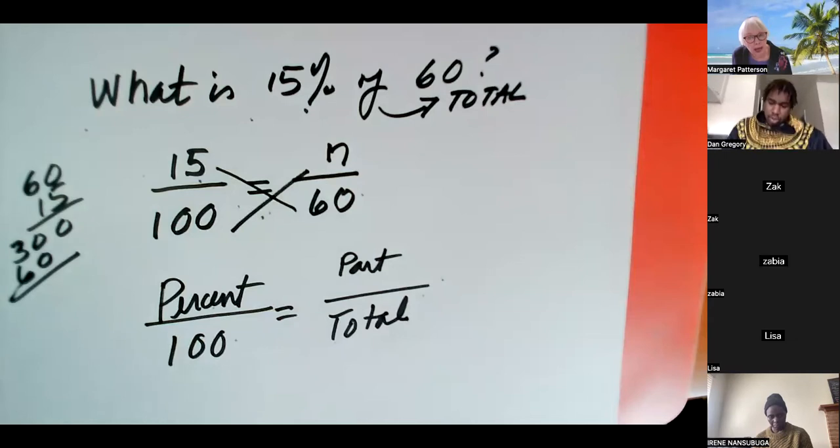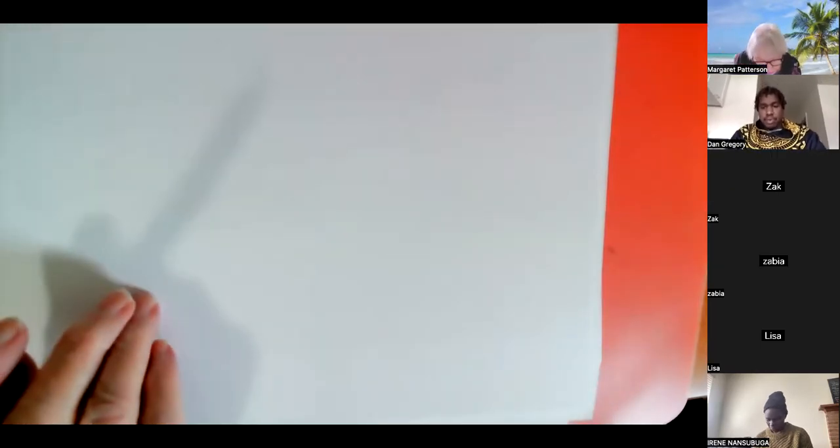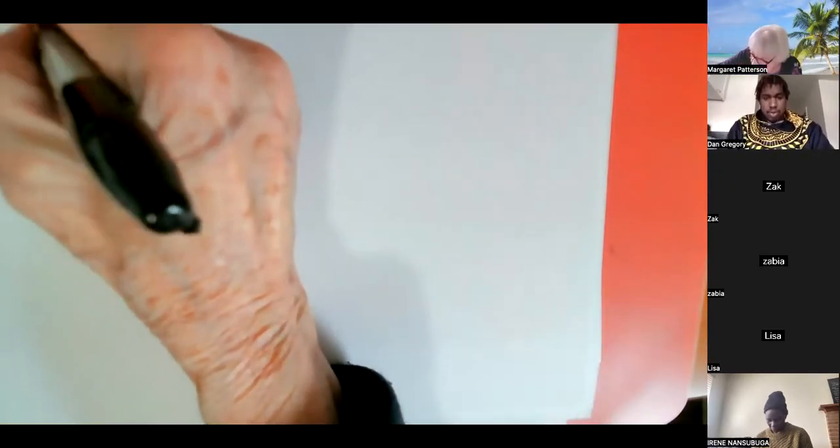What do you think about that? Anybody have an opinion about that method? I like the other one better. You like the first one better? I think it'll take you further.